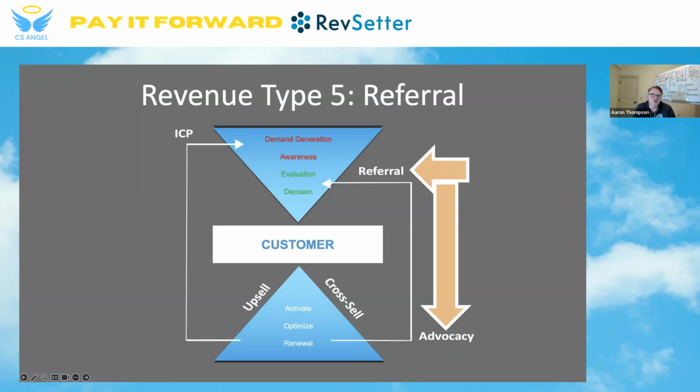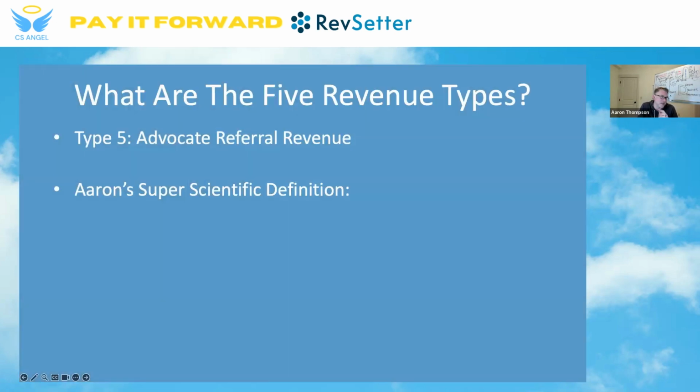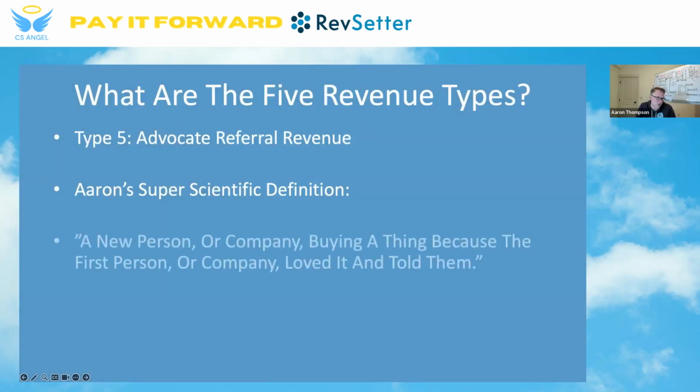I didn't have to do demand gen and awareness for this new lead. They were introduced to us by way of my advocate. My advocate did the marketing for me. I saved the MQL, and I have a vastly decreased acquisition cost that we'll look at in a second here. So my scientific definition on this one is when we have a new person or company buying a thing because the first person or company loved it and told them about it.